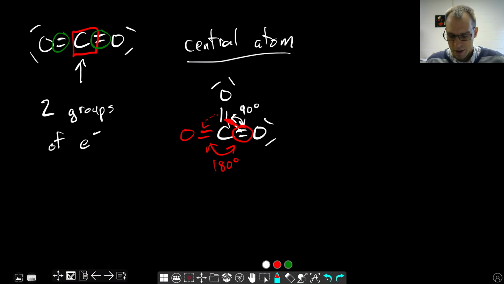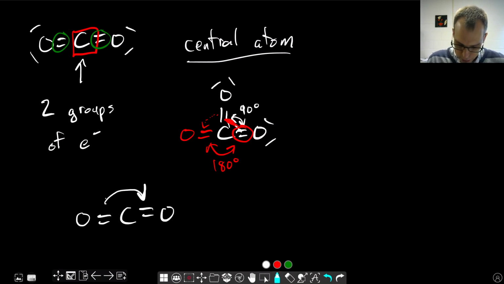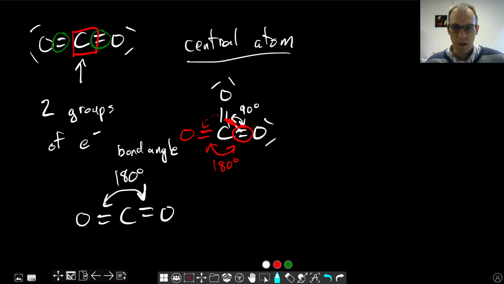Because if they get pushed any further than that, then the angle gets smaller, right? So the furthest apart, if you have 2 groups of things, is for them to spread out completely on opposite ends. And that ends up with our molecule being in a straight line. So this bond angle, as we call it here, which is one of the things we'll be keeping track of to keep track of these geometries, is 180 degrees between our carbon-oxygen double bonds in carbon dioxide.